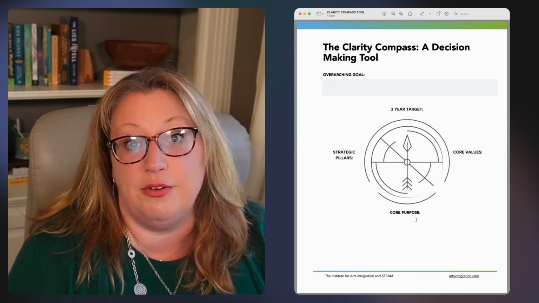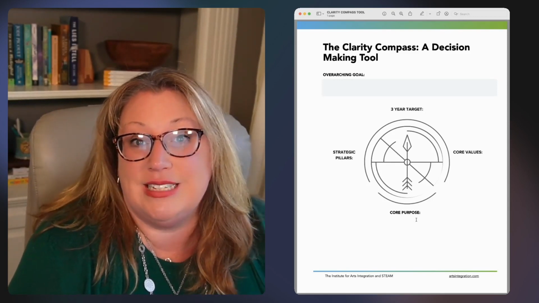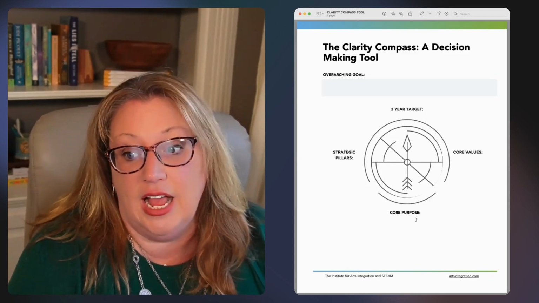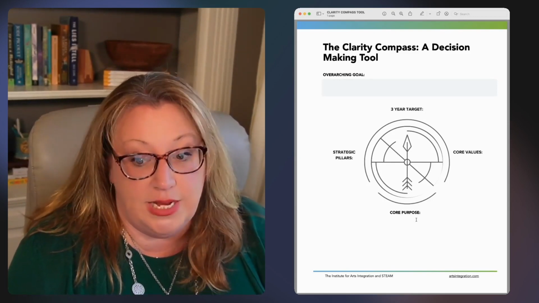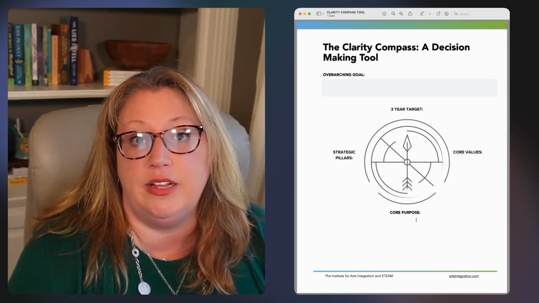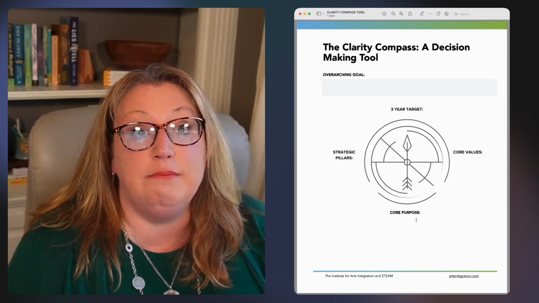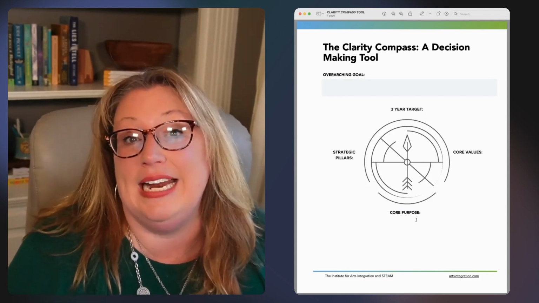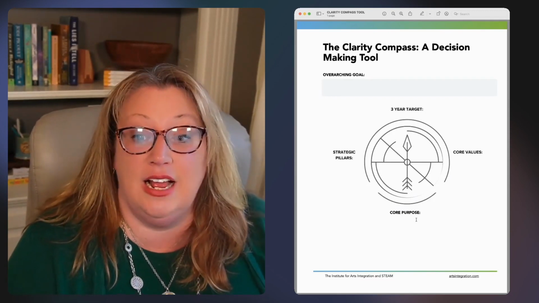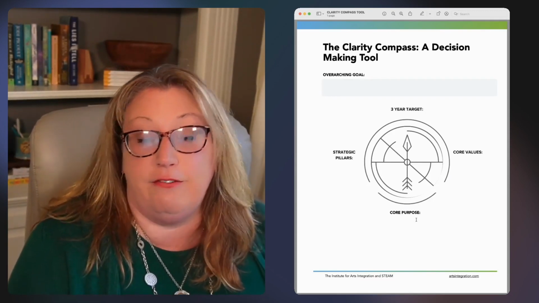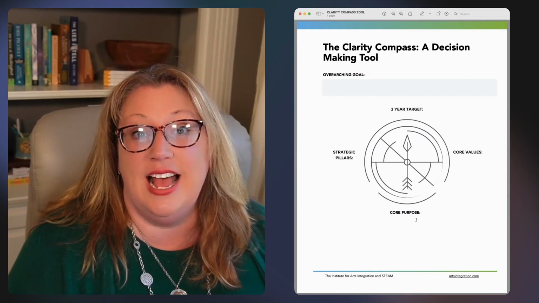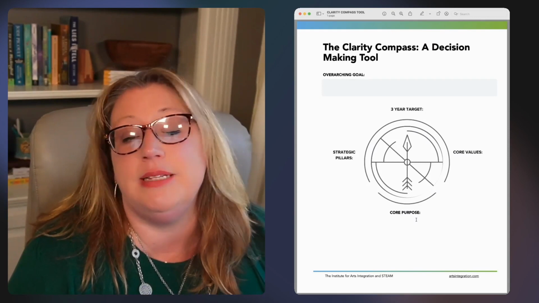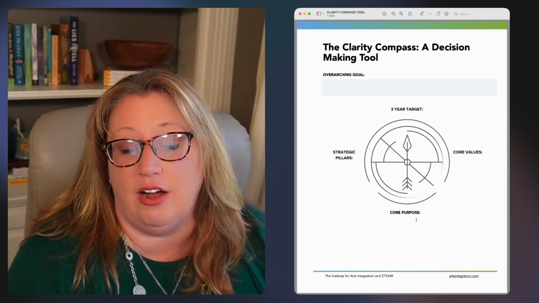We ran it through this compass during leadership retreat. And it was like, is that going to be something that's going to help us meet our 3-year target, matches our core values, meets our purpose, and helps us with our pillars? And unfortunately, most of those partnerships just didn't. Not that they were bad, it's just that they didn't happen to meet those 4 components on the compass. And so it was easy for us to say, thank you so much for this opportunity, but this is not the right fit for us right now.